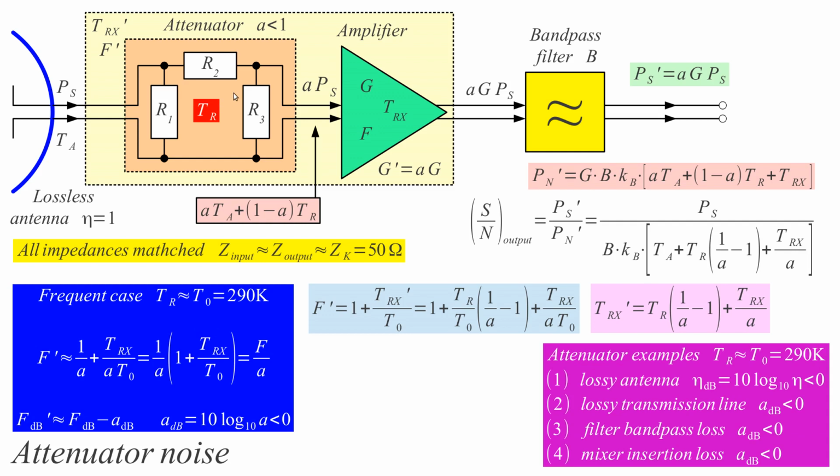So if the attenuator is at room temperature, then the noise figure of my amplifier degrades just by the factor A, and this is the simple part of the equation. If the attenuator is at room temperature, it's very simple to do calculations. The noise figure prime will be just the noise figure minus the attenuation. The attenuation is negative because we are losing signal, so here it is really plus some dB. So the noise figure F prime in decibels grows with respect to the noise figure.